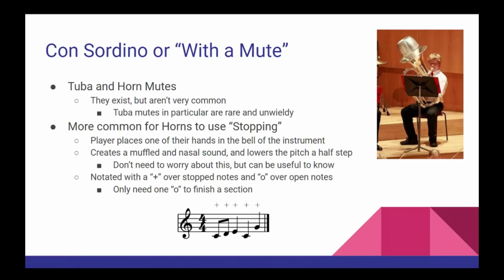To notate when your horn players should stop a particular note, all you need to do is add a little cross over your stopped notes, and a little circle over non-stopped notes. A single circle is all that is needed to end a stopped passage.